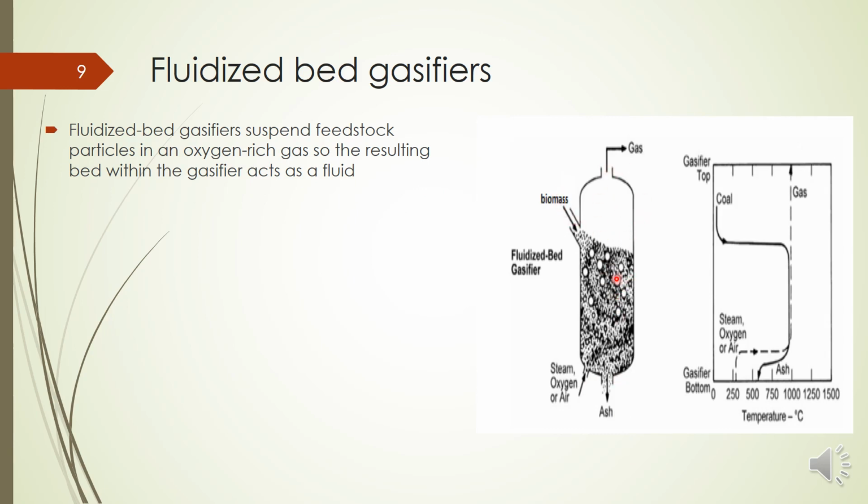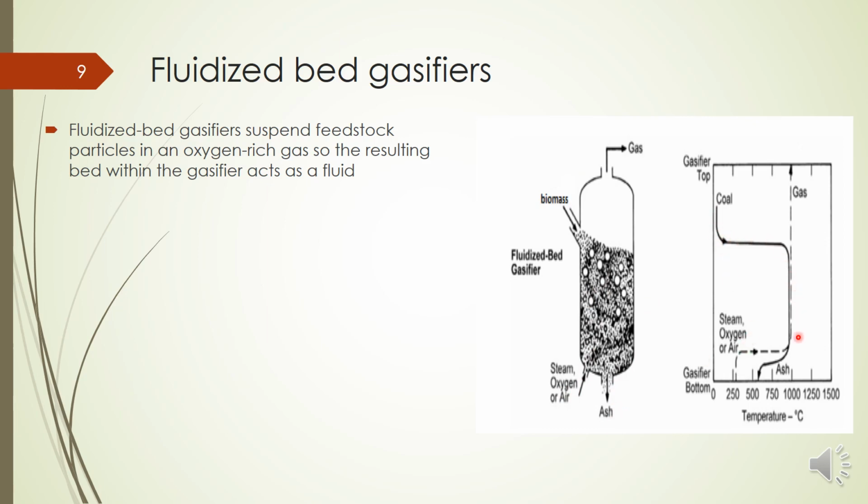So this is a typical fluidized bed gasifier. We have biomass feed from here, and this biomass with bed material will be suspended with the help of this air or oxygen supply from the bottom. Syngas will be collected from the top, and ash will be taken from here.